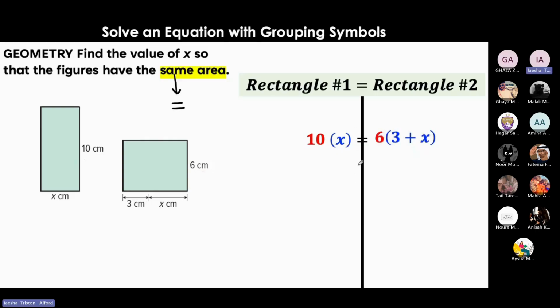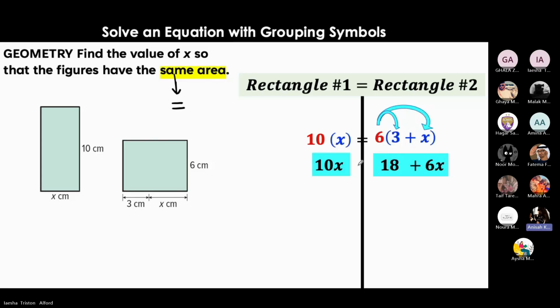From here, anybody know what is the step? First, we multiply into the parentheses. So 6 times 3 equals 18. Plus 6 times x equals 6x. Positive or negative? Positive 6x.